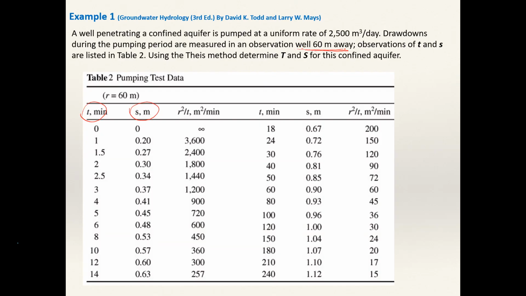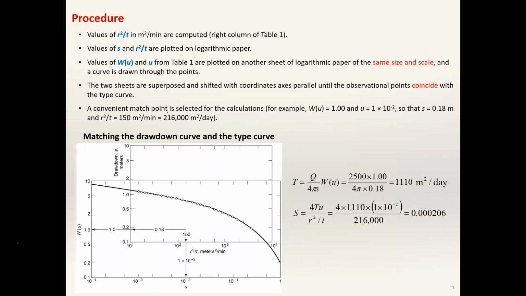So what we do, we plot the relationship between S and R squared over T. R is the radius, T is the time, right? So we calculate this one based on this one and this radius. Then we plot R squared over T versus drawdown. When you plot it, it will be like this. Now you see these small circles that you see there, they are the observations.